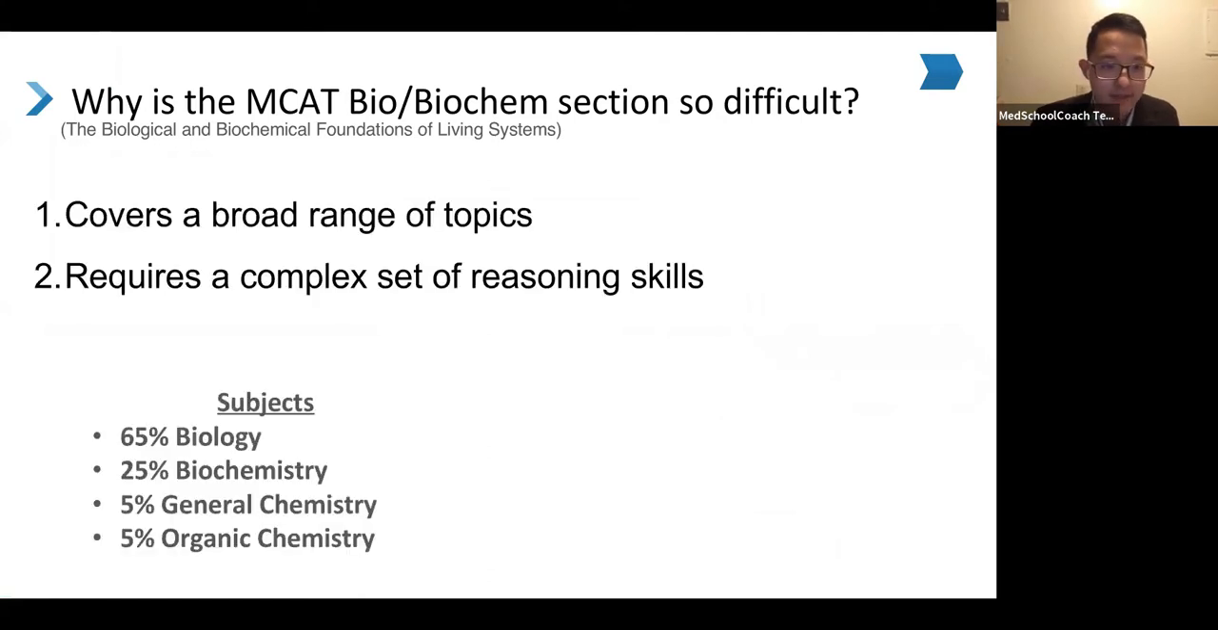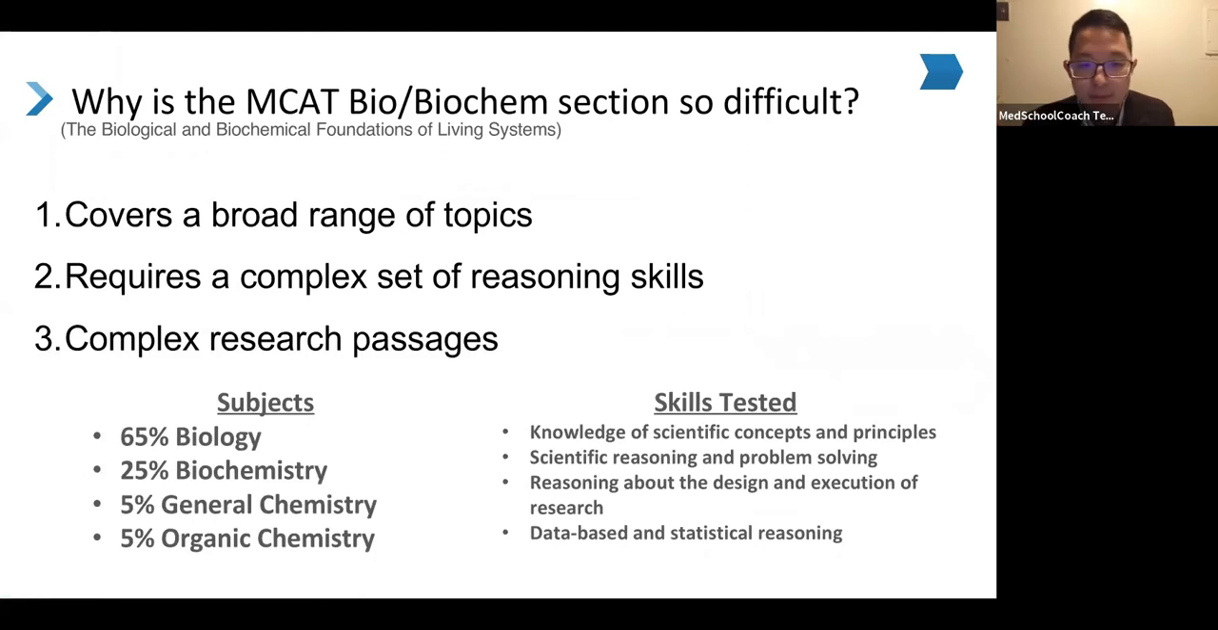Several reasons for why the biochem section can be particularly tough. So you can see, first of all, it covers a broad range of topics. You can see these on the bottom left. It's 65% biology, 25% biochemistry, 5% general chemistry, and 5% organic chemistry, right?